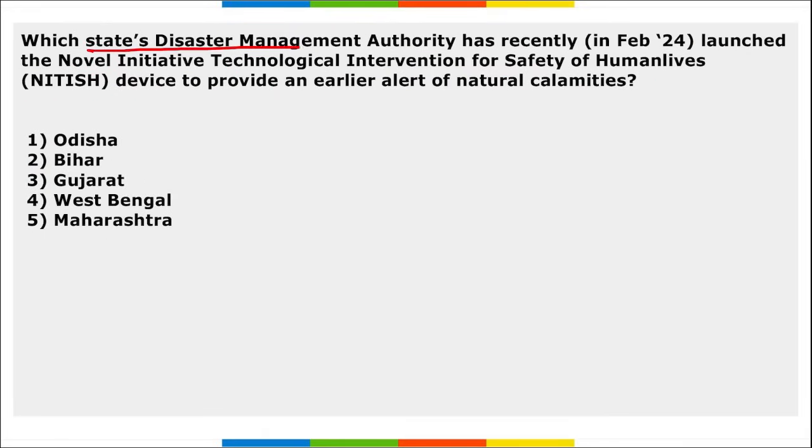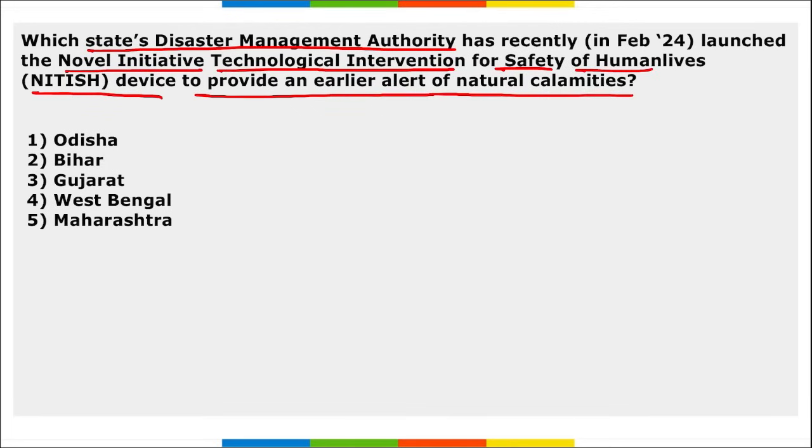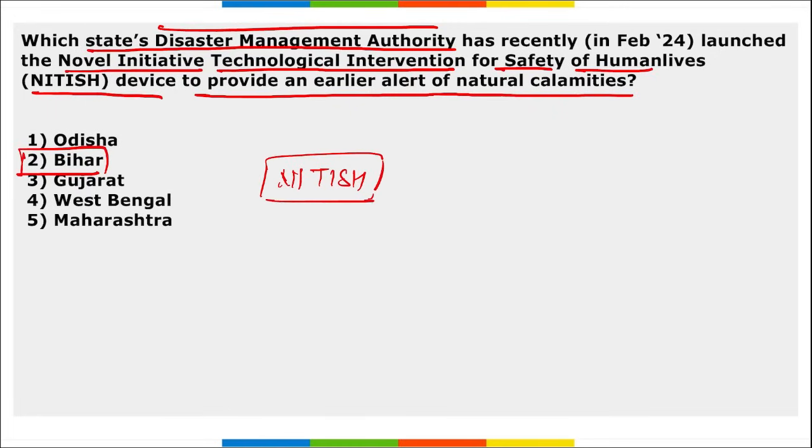Next, which state's disaster management authority has recently launched the novel initiative Technology Intervention for Safety of Human Lives, that is NITISH device, to provide an earlier alert of natural calamities? It is Bihar, right? Bihar state's disaster management authority recently launched NITISH. Remember the name of this device? NITISH. What is NITISH? Novel Initiative Technology Intervention for Safety of Human Lives. And this is to basically give alerts for natural calamities in the state of Bihar.